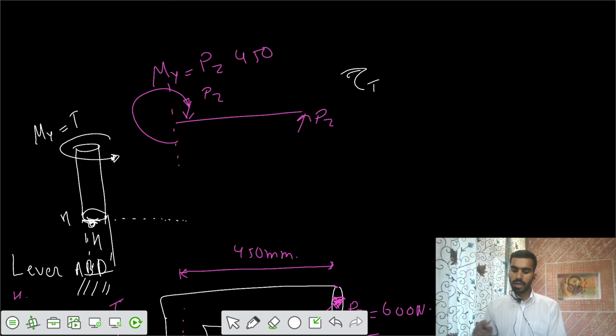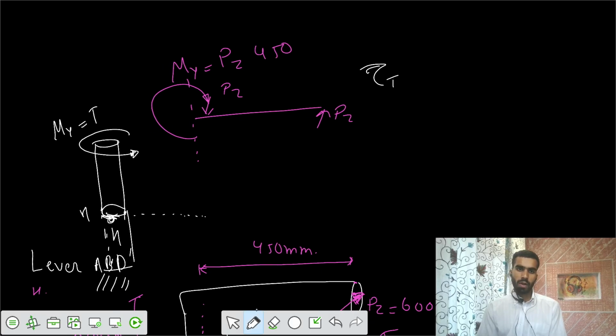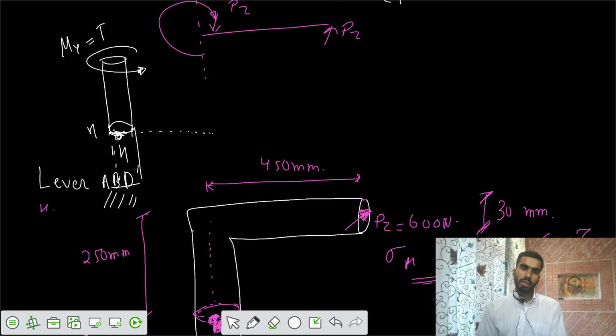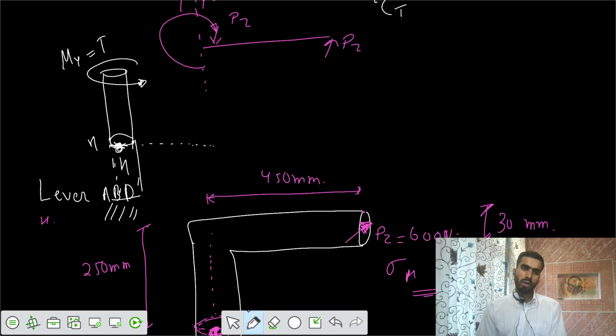You calculate that My equals Pz into 450. That would be 600 into 450 millimeter, that is Newton millimeter, and I would get a value of 270 Newton meter. So I got the torque. We have this point A, we have this point H on the top of the surface, and your shaft looks like this.